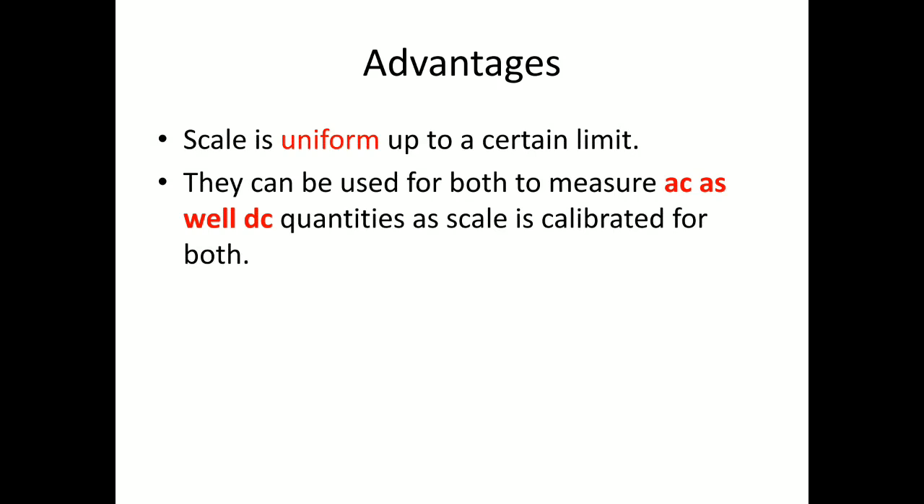Now what are the advantages of this instrument? The first advantage is that the scale is uniform over a certain span. The second is that this type of instrument can be used for the measurement of both AC as well as DC power, but normally we use the electrodynamometer type instrument for the measurement of AC power instead of DC, because in the case of DC, if you are interested in measuring power, we may go for the VI method, that is the voltmeter ammeter method, because in DC, power is simply the product of voltage and current. So to calculate the value of power, we simply take the product of V and I.